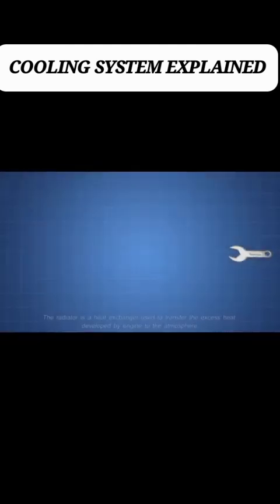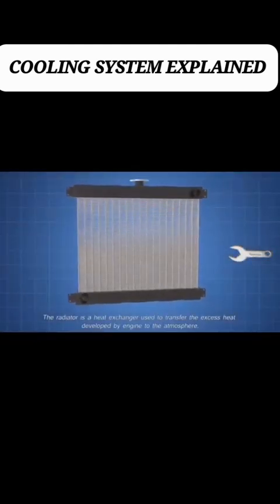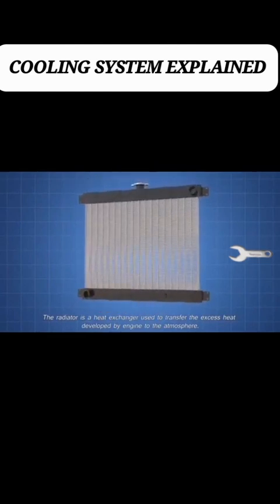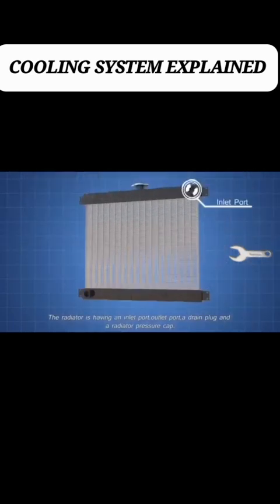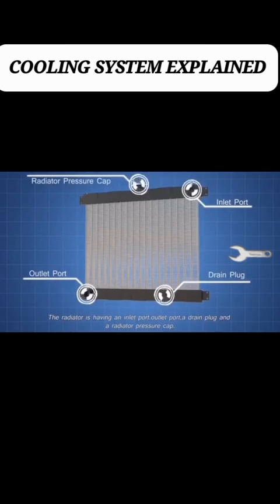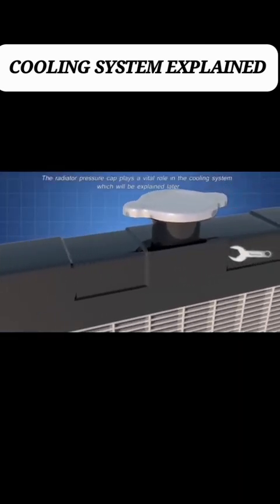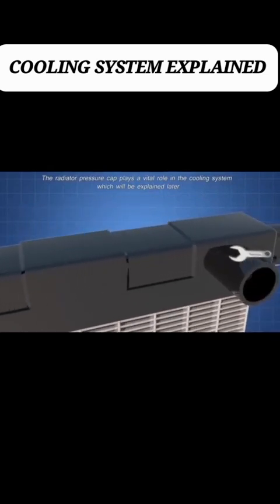Next, the radiator. The radiator is a heat exchanger, used to transfer the excess heat developed by the engine to the atmosphere. The radiator has an inlet port, outlet port, a drain plug, and a radiator pressure cap. The radiator pressure cap plays a vital role in the cooling system, which will be explained later.